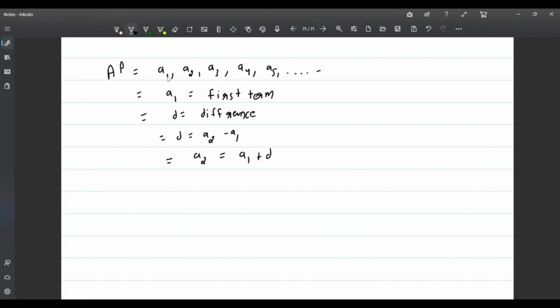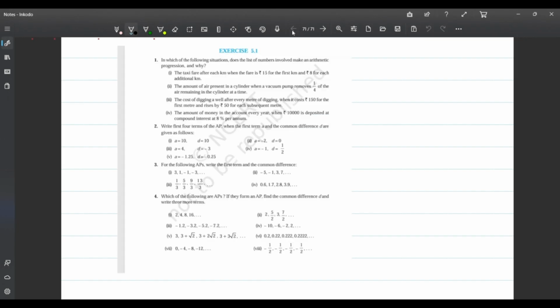Suppose that we are given the first term A1 and we have to find the second term. So A2 is equal to A1 plus D. So in an AP, the difference between consecutive terms, A2 and A1, A3 and A2, A4 and A3, is always constant. Now let's begin the first question. In which of the following situations does the list of numbers involved make an arithmetic progression, and why? We have to determine which of these make an AP and explain why, and which do not.